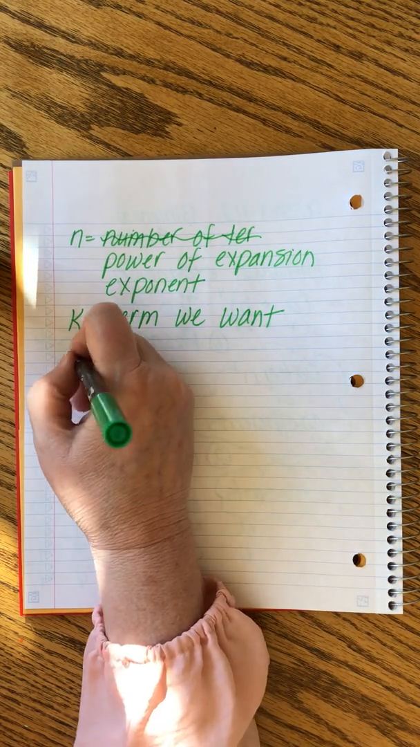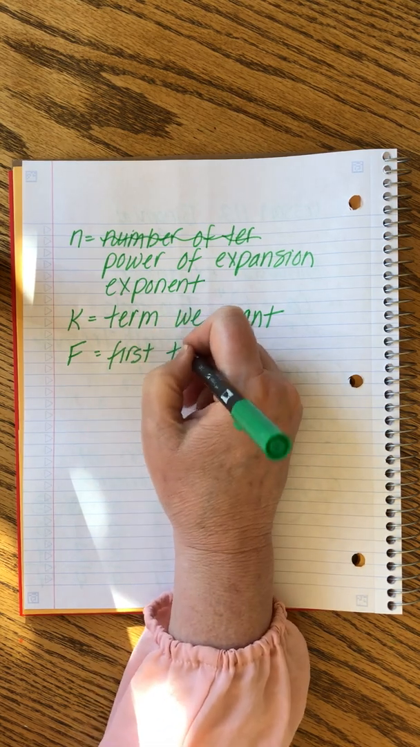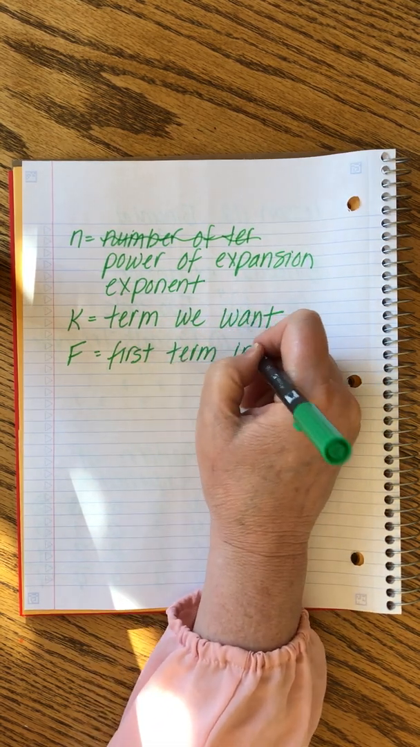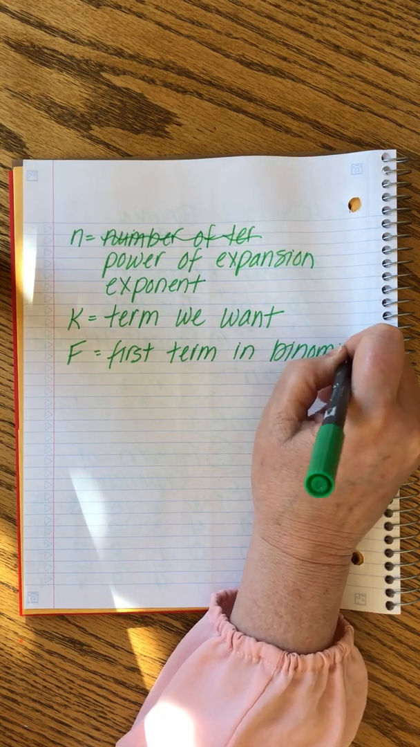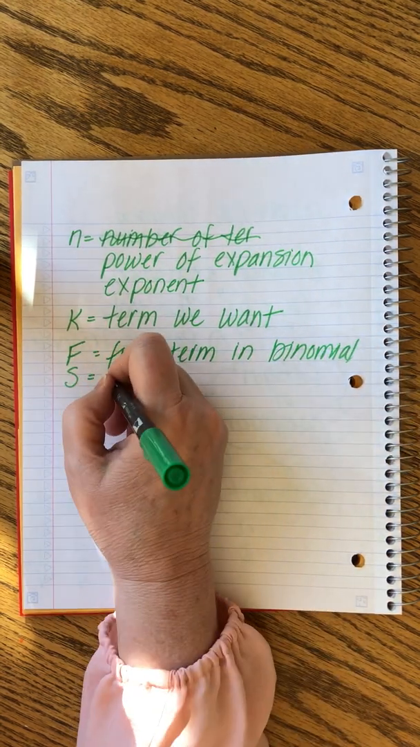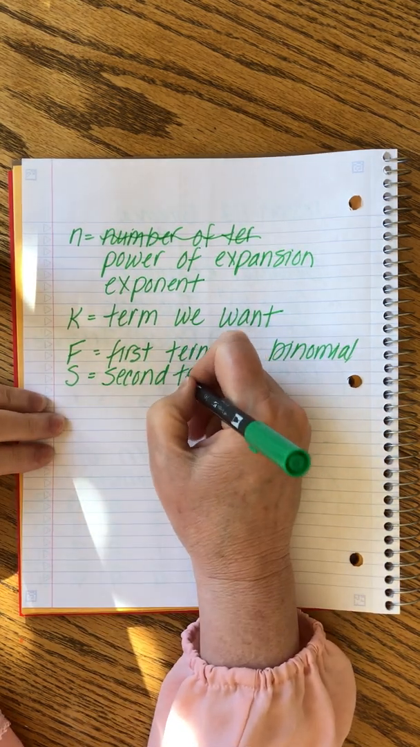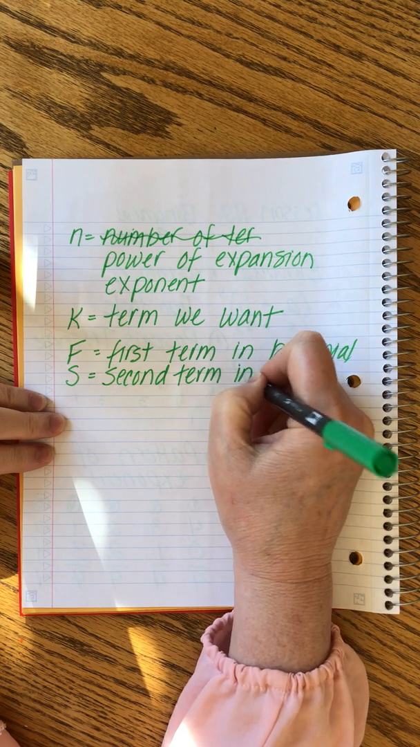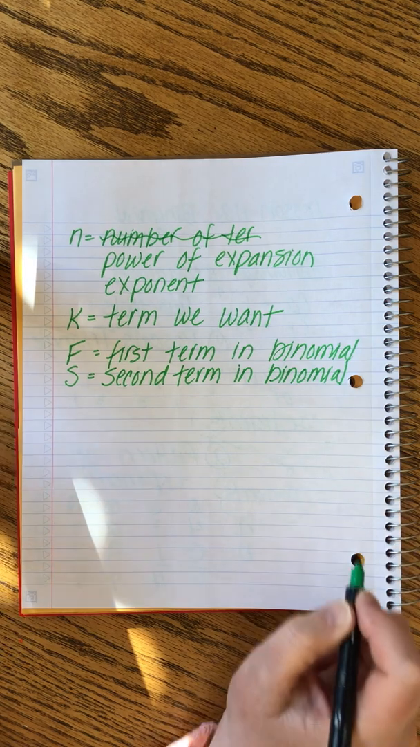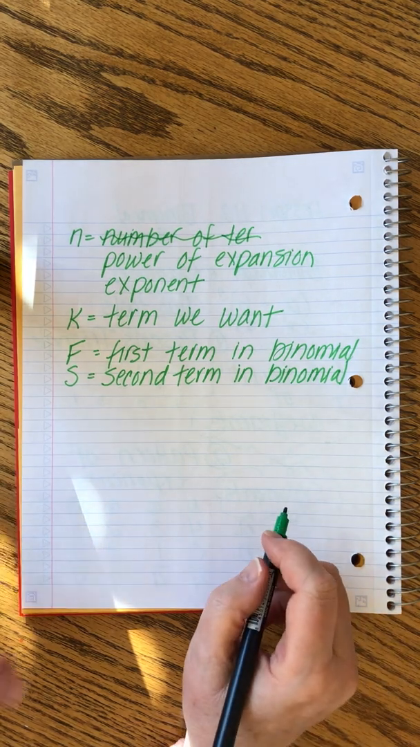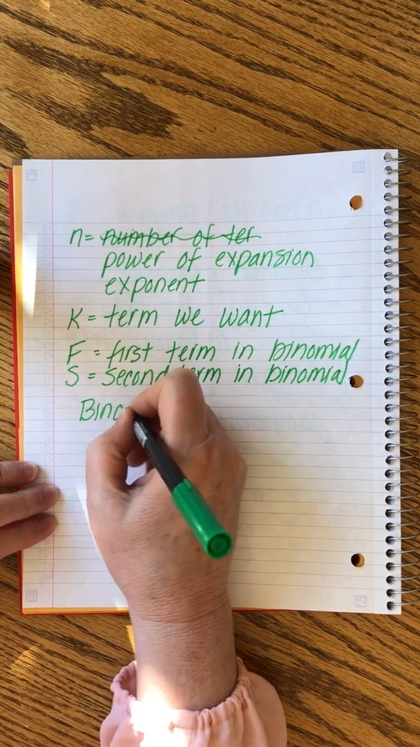And of course, as we've said before, f is the first term in the binomial, and s equals the second term in the binomial. Okay, so are you ready? This is called the Binomial Theorem. It's the name of this lesson. It's the name of this formula.